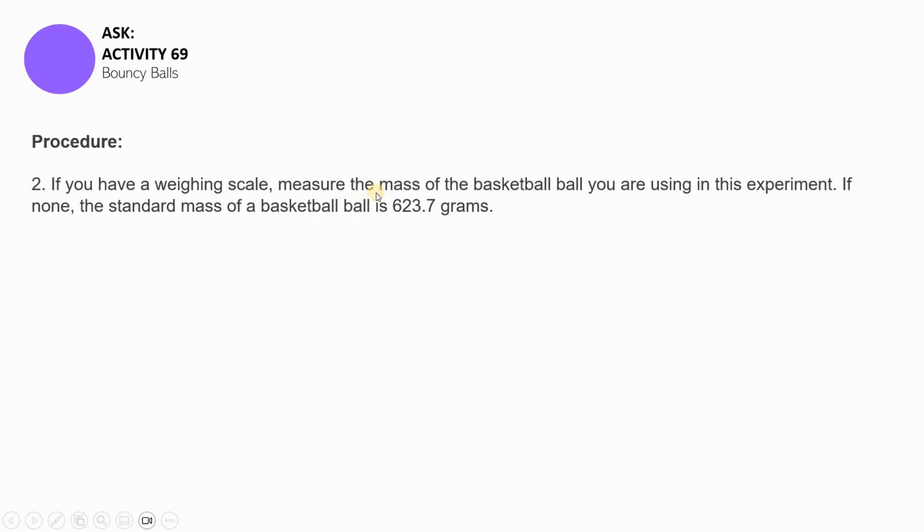Alright. Now, the second step is if you have a weighing scale, measure the mass of the basketball ball you are using in this experiment. Balls might look the same, but they might have different masses. So, yeah, measure the ball that you're using. But kung wala kayong pang-measure ng mass niya, ng weight niya, the standard mass of a basketball ball is 623.7 grams. So, maybe you can use that.